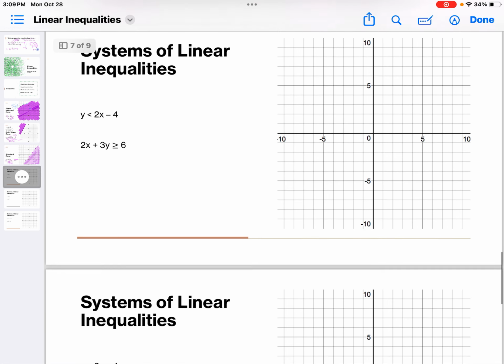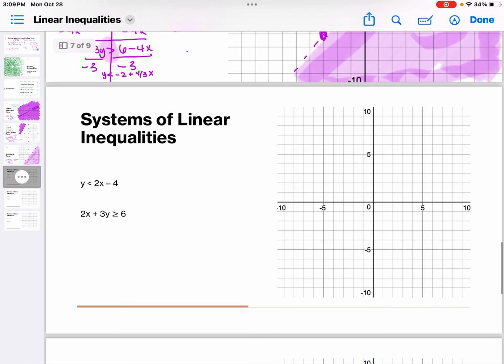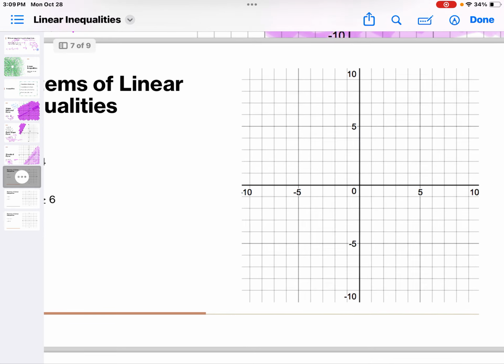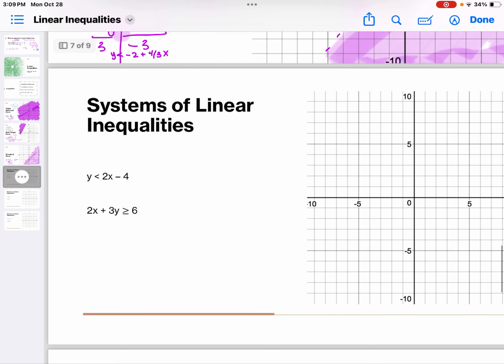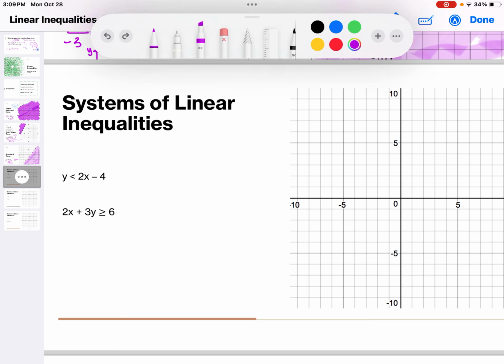Systems of linear inequalities. When you see the word systems, it means more than one. So we're going to graph more than one, and we're going to do it in different colors here. Then we'll almost be finished. I'm going to do green this time for this first one. Big things: pause the video and try to do it yourself.